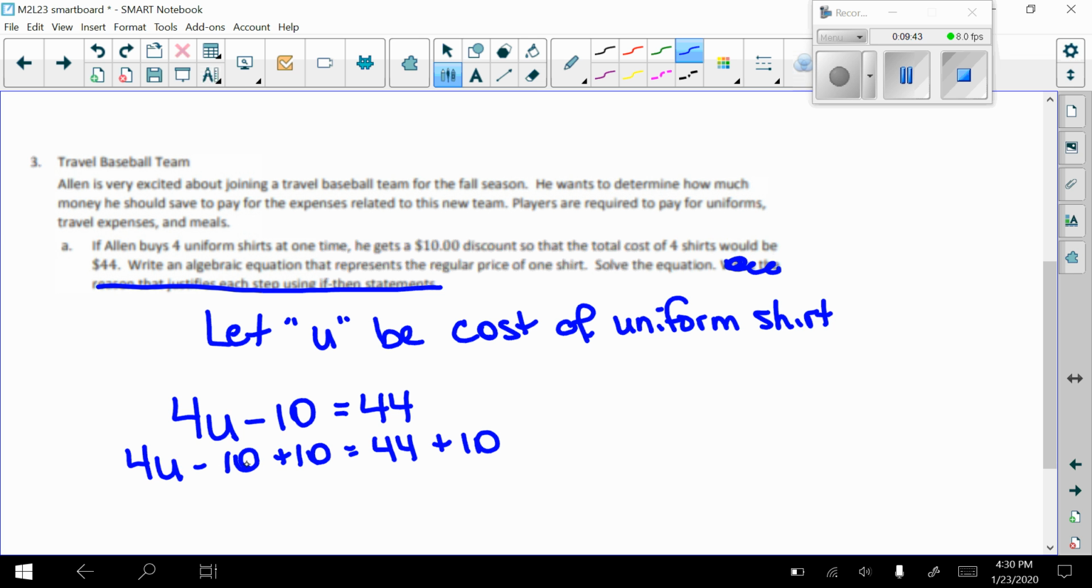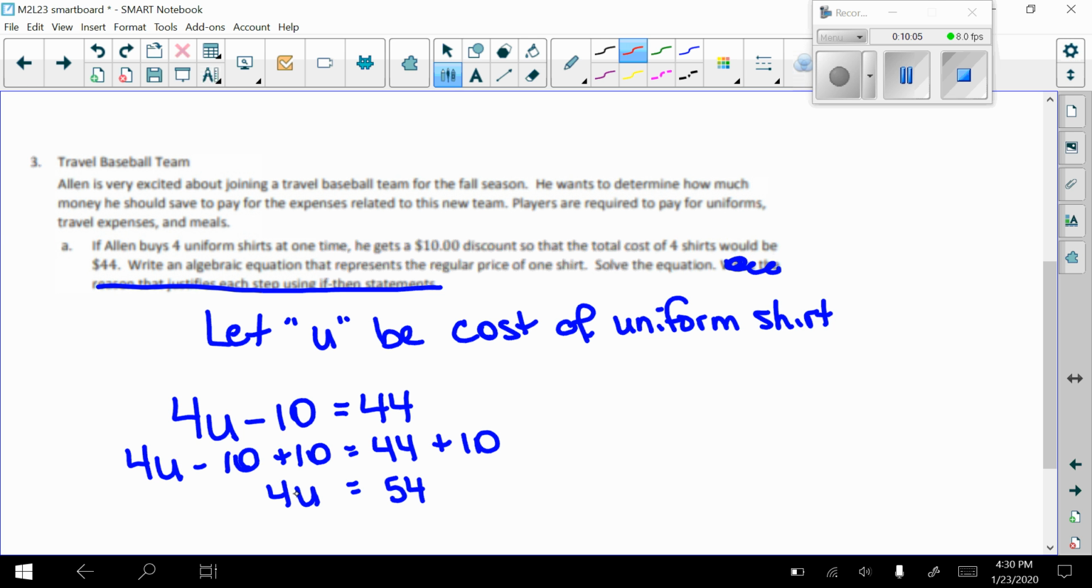So if I take away 10 and add on 10, that brings me to 0. 4u plus 0 is 4u. 44 plus 10 is 54. All right, how's this working for you? So 4 shirts without any discount cost $54. How much does one shirt cost?